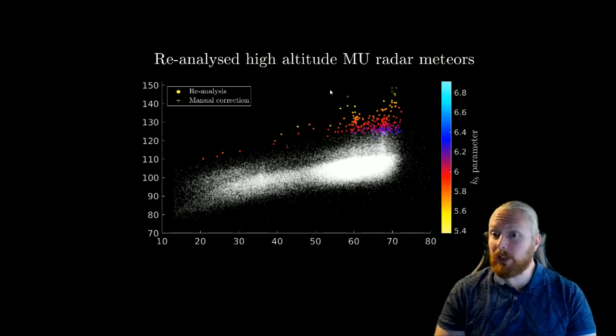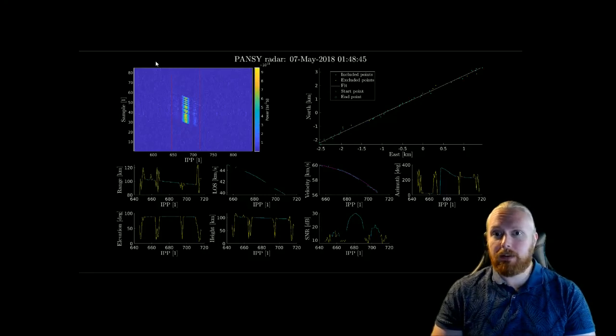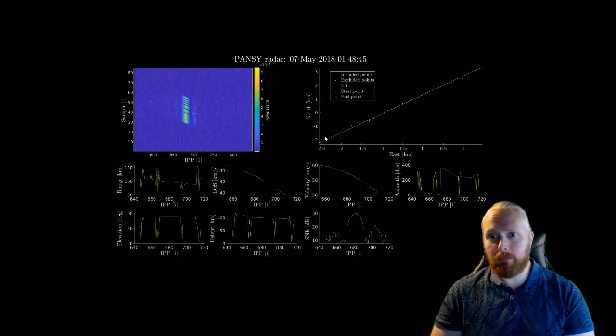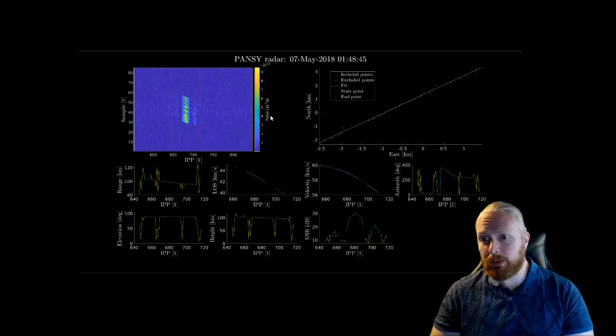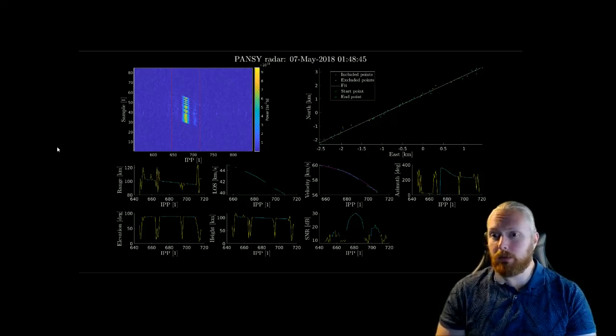So, Pansy radar results. Here is an example from the Pansy radar. Again, this is the same layout. We have the ground projection, so the interferometry is up and running, all of the match filtering, everything is up and running for the Pansy radar as well. We also have the Markov chain Monte Carlo up and running for this, and it's working.